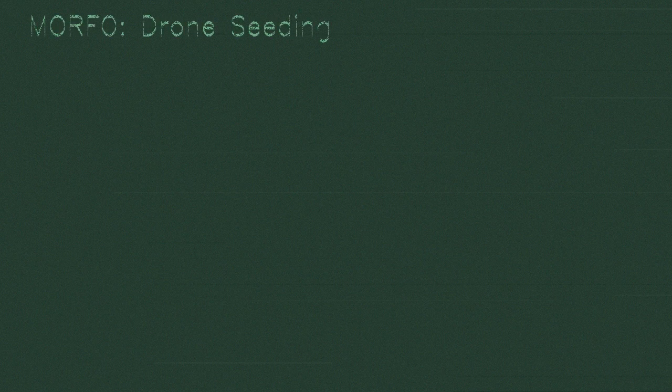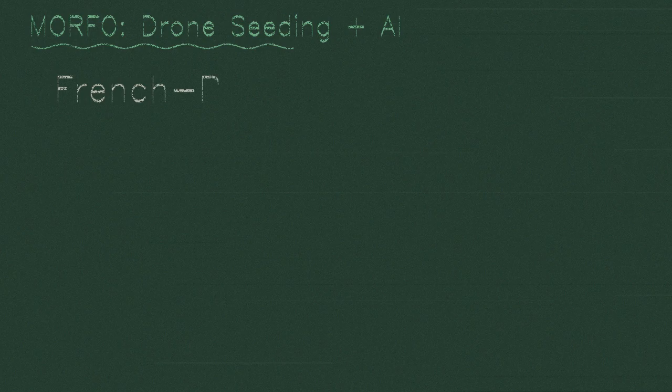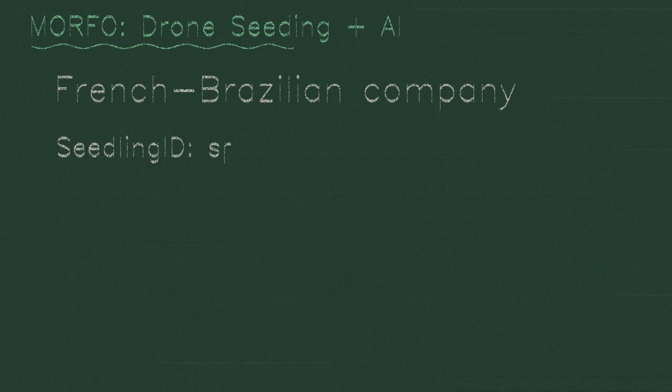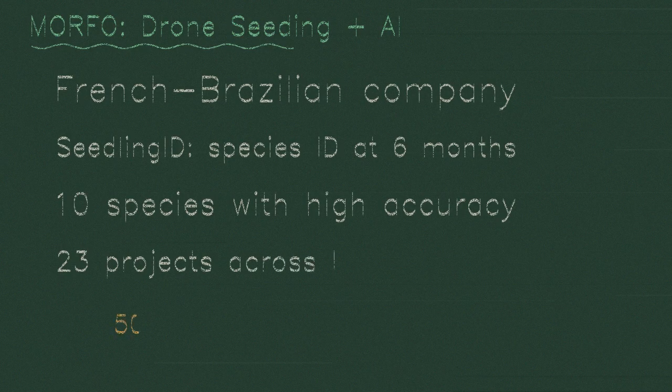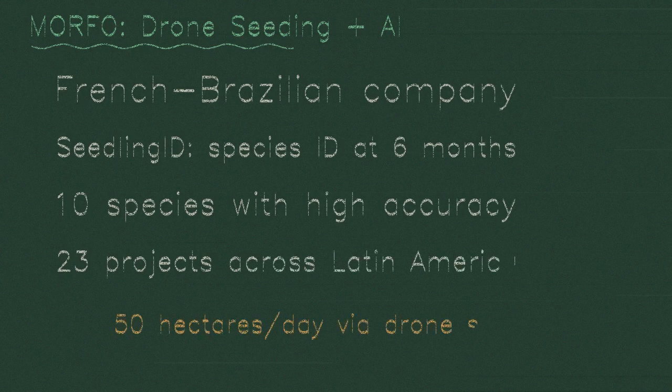Who are the leaders? There are several fascinating players. Morpho is a French-Brazilian company doing large-scale reforestation using drone seeding and AI monitoring. They developed a tool called Seedling ID in partnership with Google's AI teams under Google's Startups for Sustainable Development program. Seedling ID uses high-resolution drone imagery and machine learning to identify and track tree species as early as 6 months after planting. It can identify around 10 species with high accuracy, providing the species name, tree height, and crown width for each detected seedling. They are already using it across 23 reforestation projects in Latin America, spanning the Amazon, Mata Atlantica, and Cerrado biomes. What does Morpho's full workflow look like?